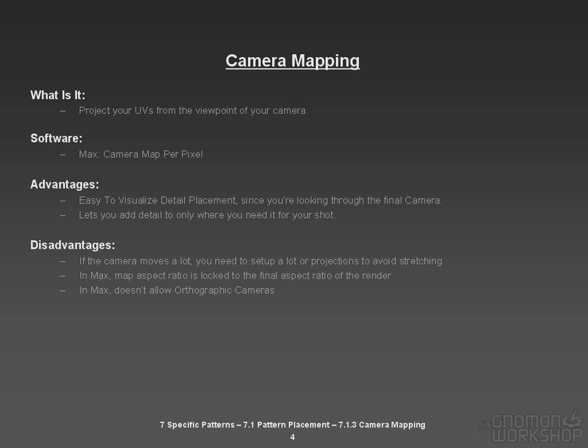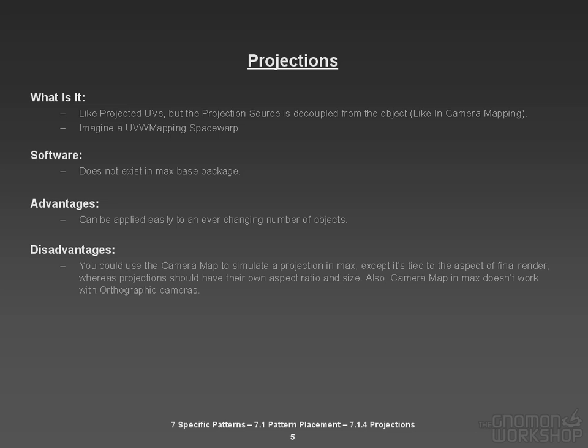So the disadvantages are, first of all, if your camera moves around a lot, you need to set up a bunch of different projections to avoid stretching artifacts. Also, in Max, the map aspect ratio is locked to the final aspect ratio of your render. So if you do a bunch of painting using camera mapping and then you need to change the aspect ratio of your final render, it will mess up your projections. Also in Max, you can't use orthographic cameras, only perspective cameras to do camera mapping. So now let's talk about projections.